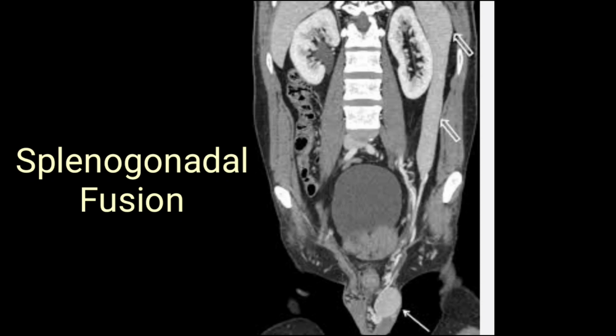On this MRI scan, on the left side, these arrows are indicating a long spleen which is connected with the testicles. A testicle is also pointed by the arrow. So this is again confirmation of the splenogonadal fusion on the CT and the MRI. So always advise further radiological imaging.